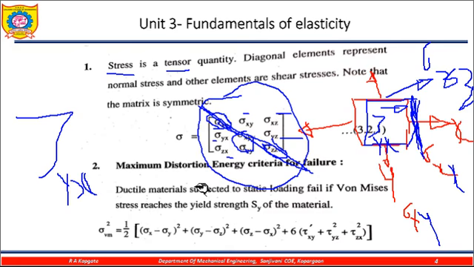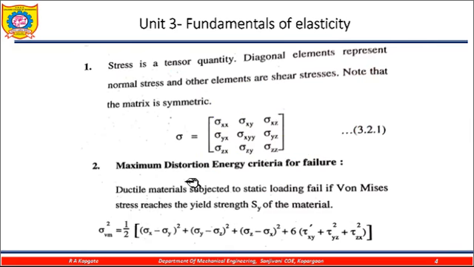Now the second concept is the maximum distortion theory. In this theory we learn what type of failure theory we use whenever we are designing different types of components. Generally we use the von Mises theory. In the von Mises theory, whenever the stresses reach beyond the von Mises stress, failure occurs, or yielding is possible. So this is the formula for the maximum distortion theory, that is the sigma von Mises.